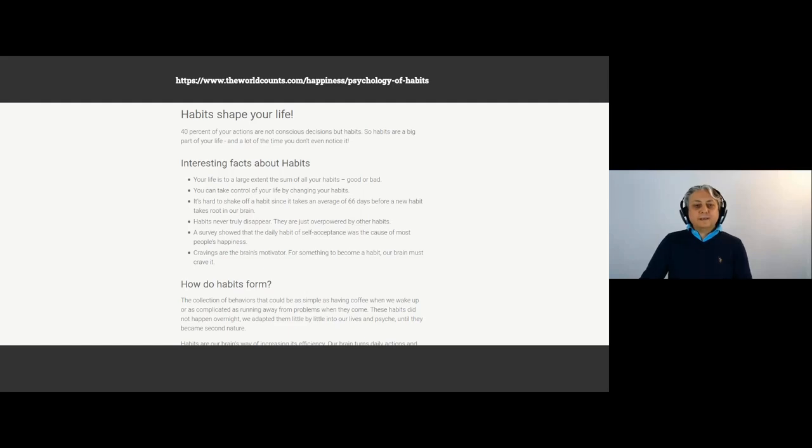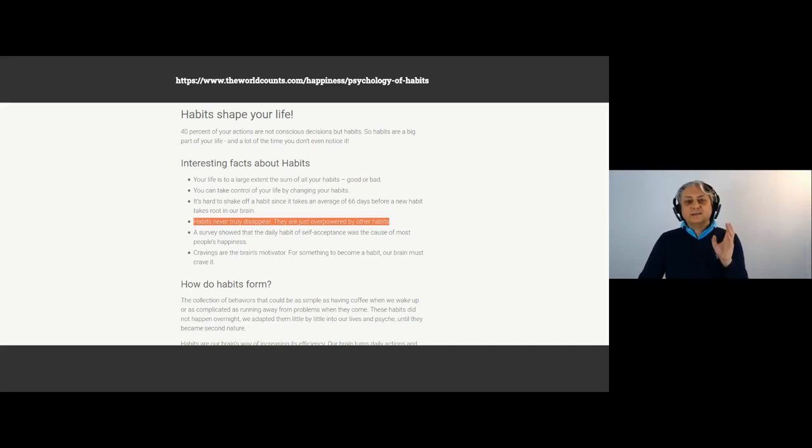And here I have some interesting facts about habits. It's an article from, you can see the URL, theworldcounts.com, Happiness Psychology of Habits. 40% of actions are not conscious decisions, but habits every day, which means that a lot of your life is actually around habits, good or bad, which means you can take control of your life by changing habits. And maybe the most important part, maybe something that you don't know, habits never disappear.